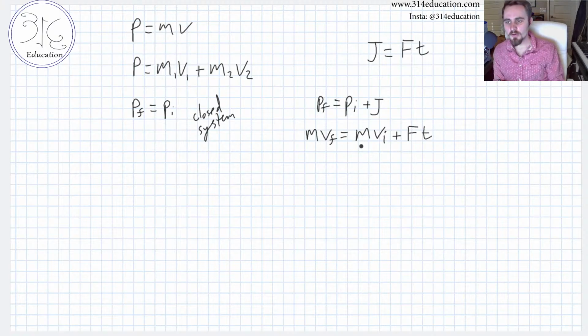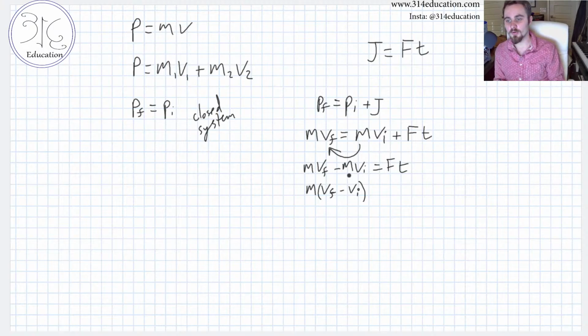So what we can do is bring this term over here, giving us mvf minus mvi is equal to F times t. On the left here, we're multiplying by the same mass in both terms, so we can actually factor that out. That would look something like this, pulling the m out, and then we can write a quantity inside of parentheses, times our vf minus vi.